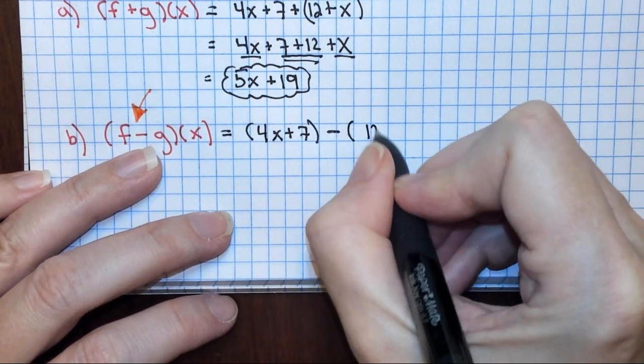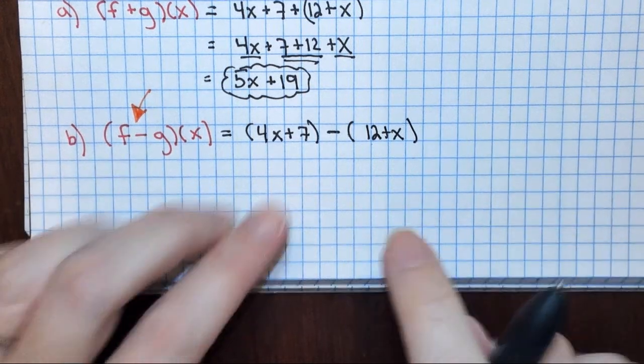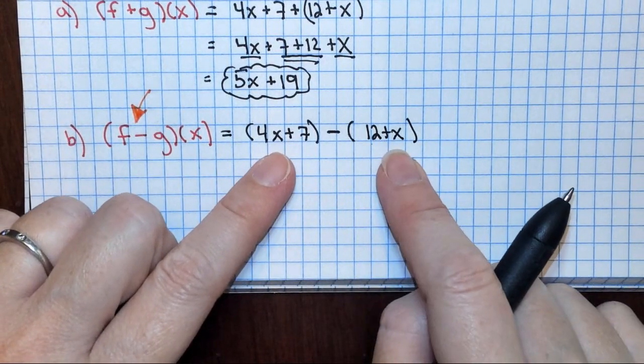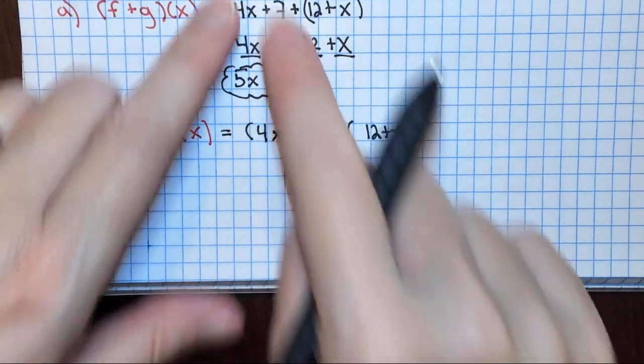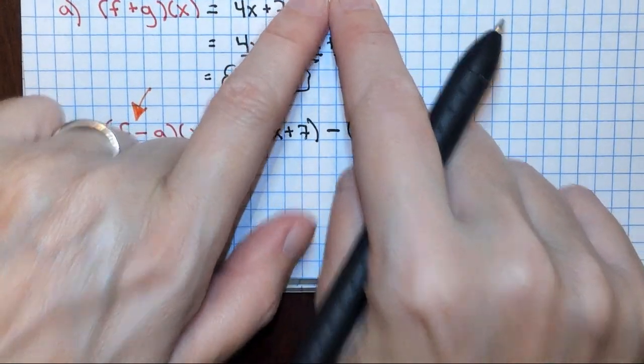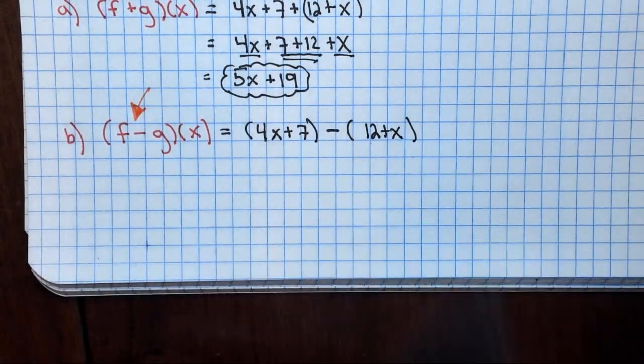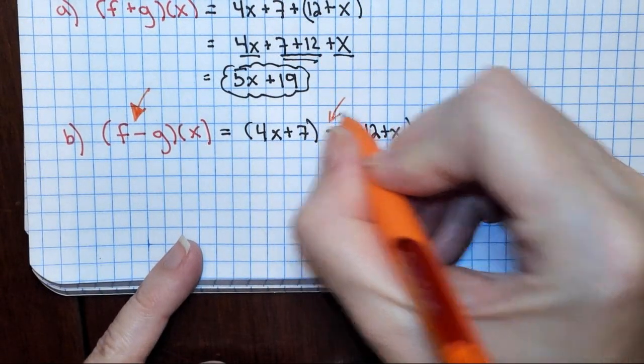Subtract 12 plus x. Now, here's what's important. This is what I should be doing. I should be writing it just like this. Okay? This function is going in here. That function is here. This function is here. But look at my subtraction sign.